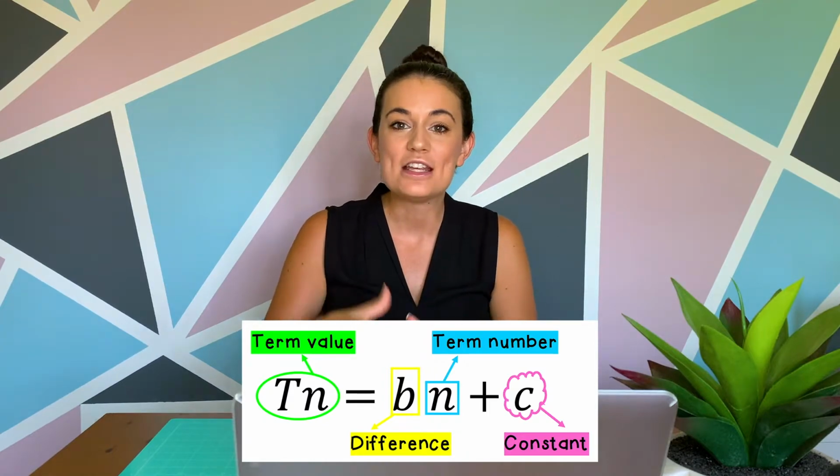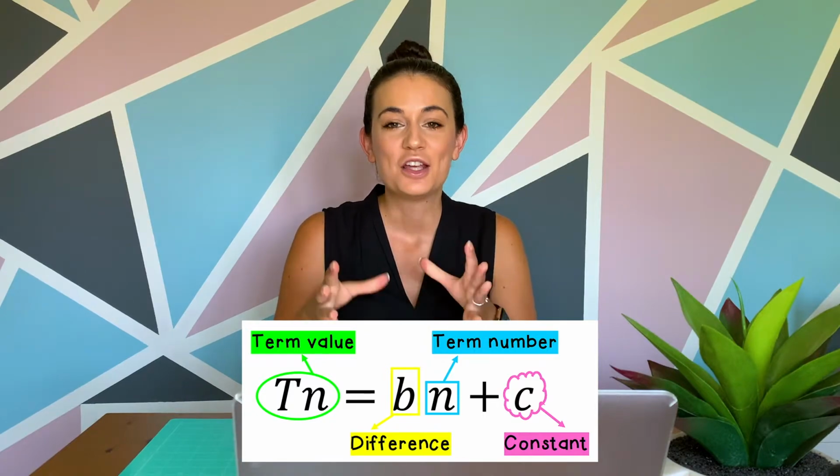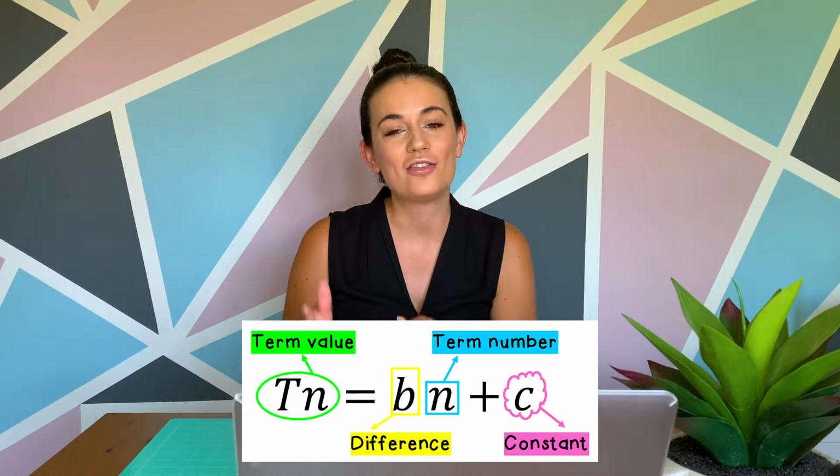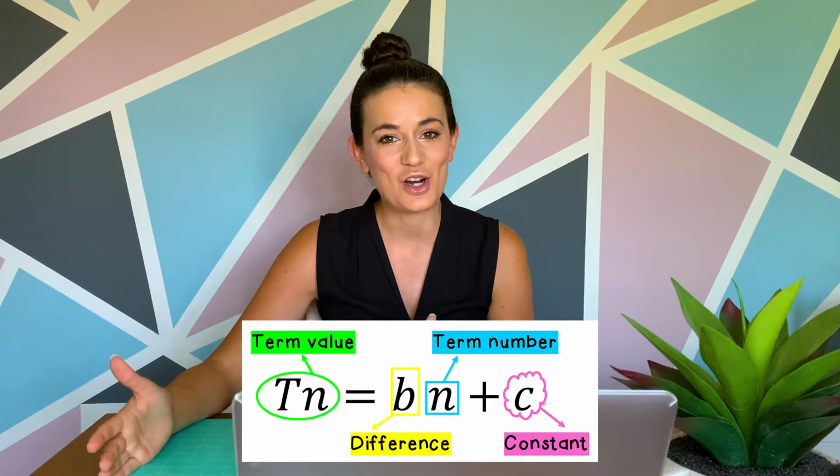The B value is your constant difference, so that could be a positive value or a negative value. Your n is the position of the term in the sequence, or the term number. And then your C is your constant.